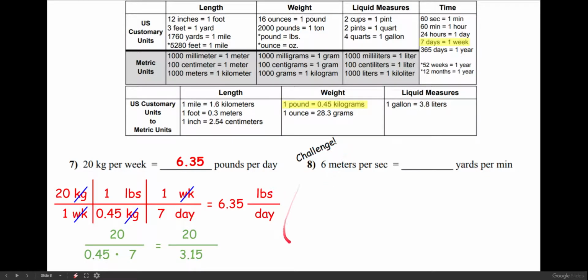All right, we have number 8, which is a challenge, just in case the others weren't challenging enough. 6 meters per second equal how many yards per minute? So let's write down the information. We know 6 meters per 1 second. We ultimately want yards per minute.